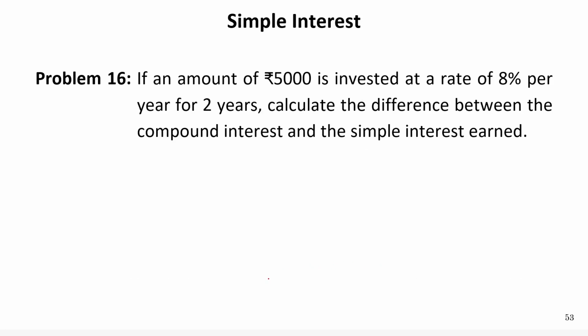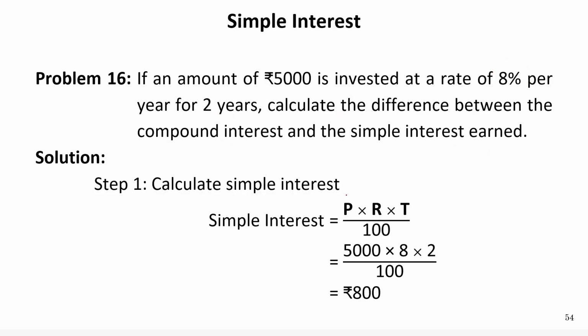Okay. So let's see problem number 16. If an amount of 5,000 is invested at a rate of 8% per year for 2 years, then calculate the difference between the compound interest and the simple interest. Okay, so calculating the simple interest is what? PRT by 100, right? That is the principal amount into rate of interest into time by 100, where rate of interest is in percentage, that's why we have divided by 100. So 5,000 into 8 into 2 by 100. So it will be what?